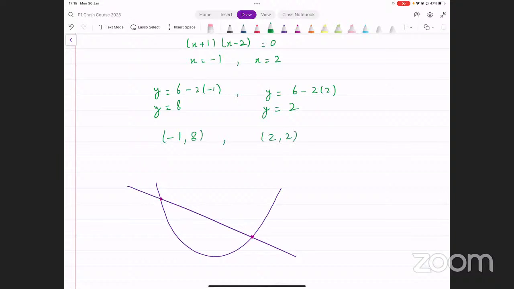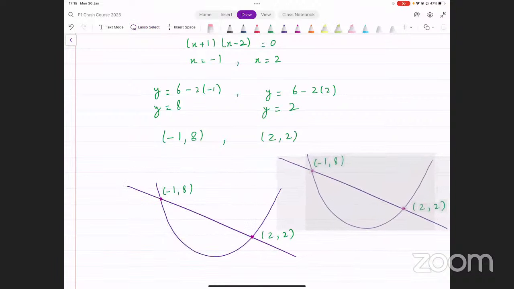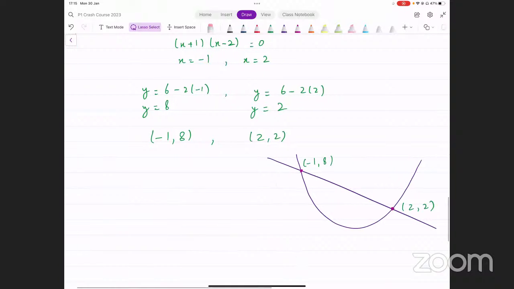So if the graph looked something like this, these would be the coordinates: minus 1, 8 here and 2, 2 here. You don't have to draw this. This is just for your own understanding. This is how it's going to look. These are the points of intersection of those two lines. Make sense? We just solved those two equations simultaneously. Any problem with this?